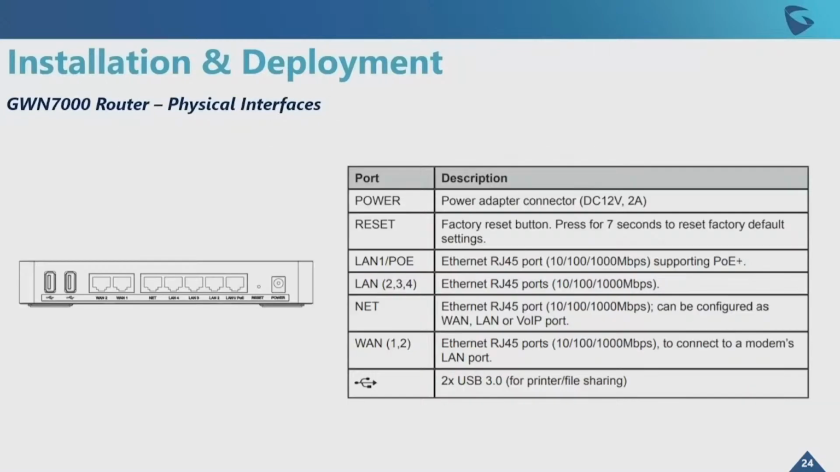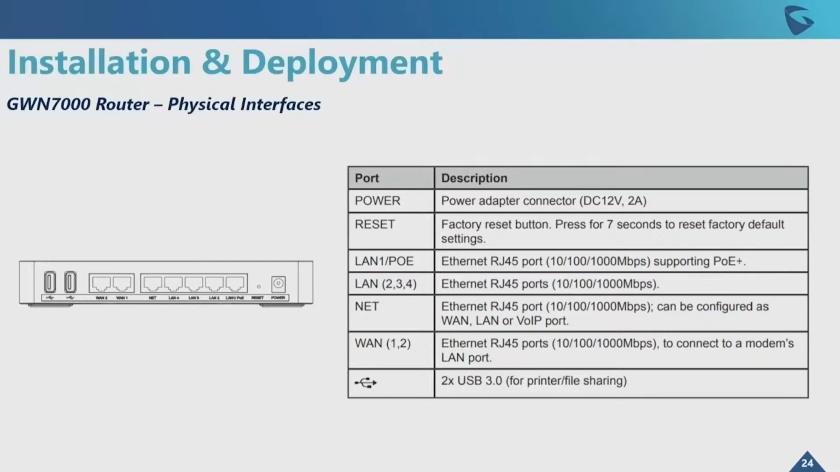Immediately to the right of the USB ports are your 2 WAN ports, and right after that, right in the middle, is the net port. Now the net port, you can configure that as a WAN port, a LAN port, or even a VoIP port for certain service providers that have dedicated Ethernet drops just for the voice over IP connection. Okay. And following after that, you have 4 more LAN ports, a hard reset button, and a power plug.